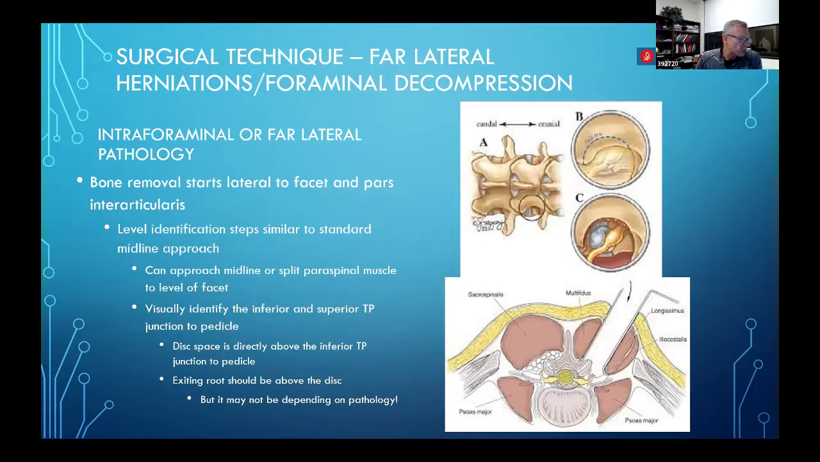You can approach this either through midline, or you can split the paraspinous muscles, as in the diagram at the bottom, which essentially shows the tubular approach. And this can be done through an open retractor as well. But your approach now is generally through the paraspinous muscles, although you can approach midline.